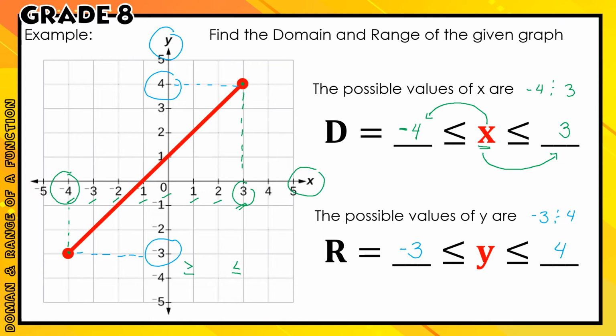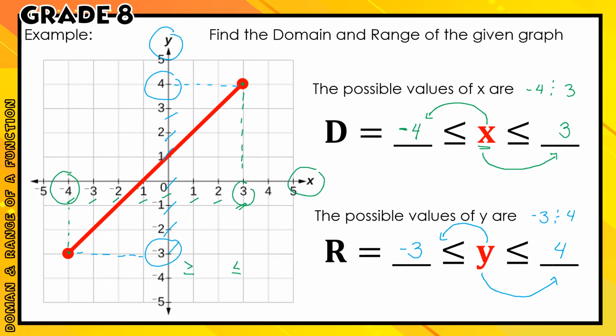Sabi dito, the value of y is greater than or equal to negative 3. It can be negative 3, negative 2, negative 1, 0, 1, 2, 3, but less than or equal to positive 4. That's how we look for the domain and range of a graph.